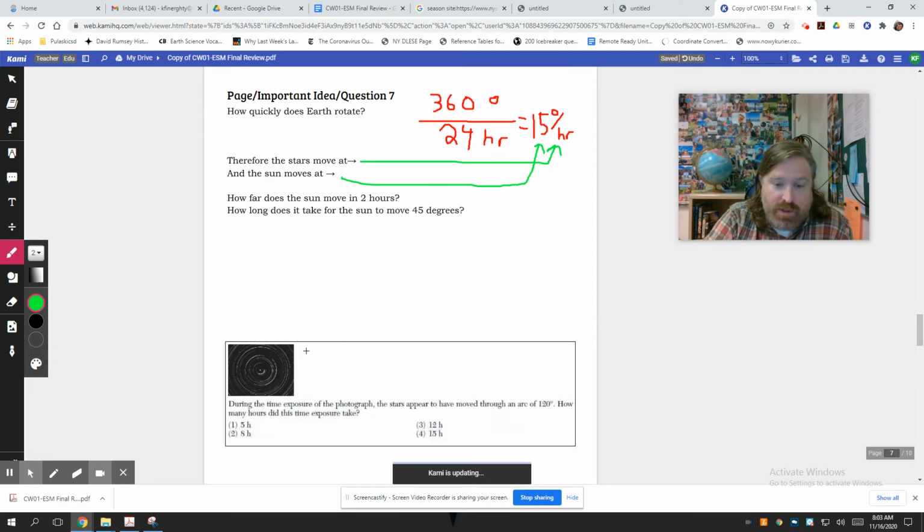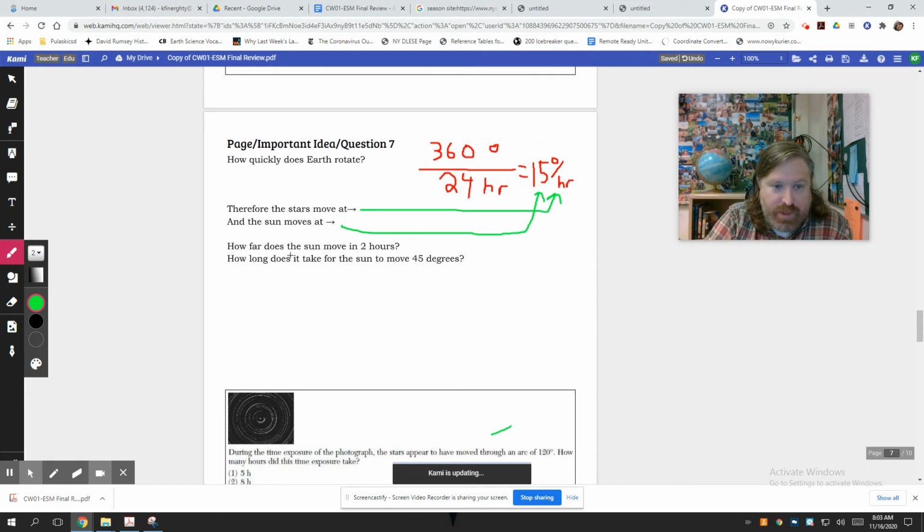All right, so the regents will occasionally ask, like this one, will ask you to just do some very light math with it, like how far does the sun move in 2 hours? So if it moves 15 degrees every hour, in 2 hours, it moves 30 degrees. Or if you had to do it the other way, how long does it take the sun to move 45 degrees? Well, it does 15 degrees every hour, so 15, 30, 45 would be 3 hours.